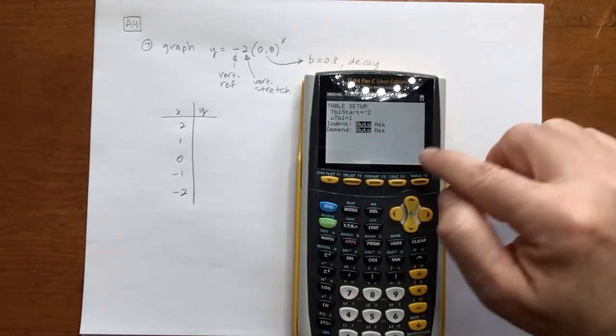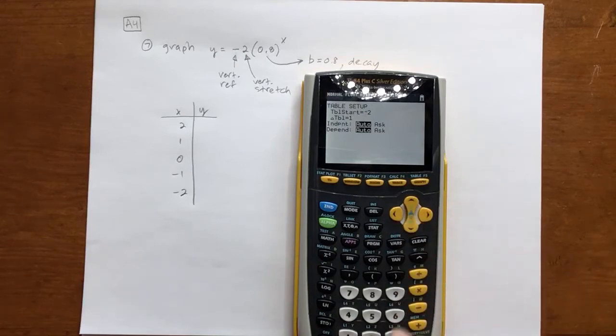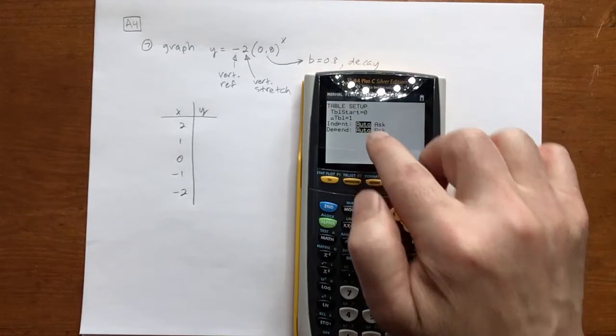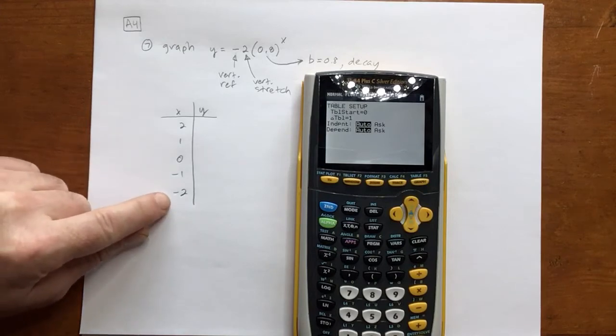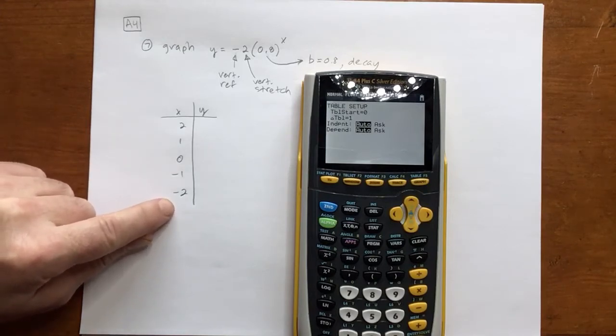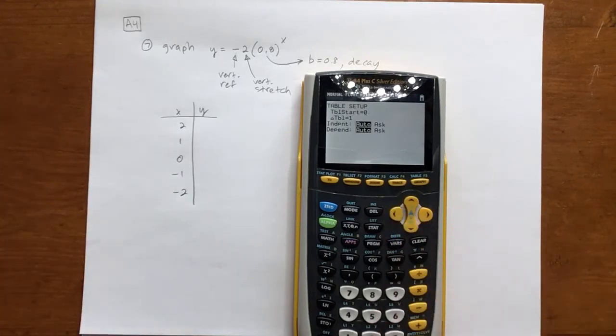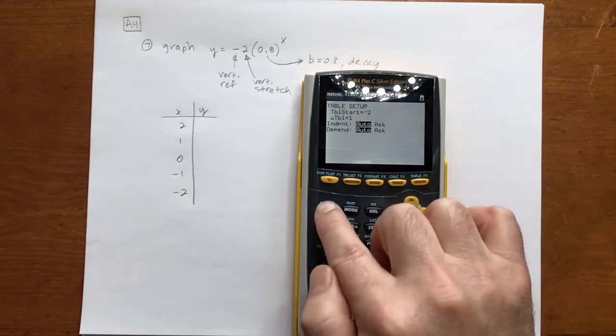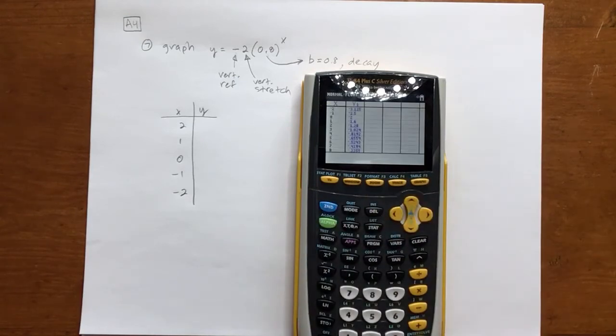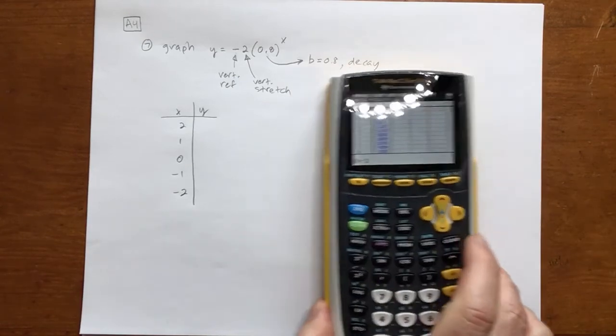It's set up for me already. I think the default is usually a 0 right here. Make sure these are both on auto, so the x and y values will fill in automatically. But since my lowest x value is negative 2, I'm going to start the table at that negative 2. Then to see the table, we hit second graph, the table function's right above there. And there they are, the values that I'm about to graph.